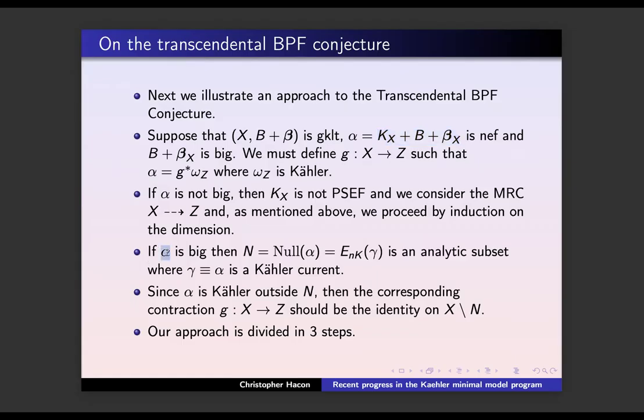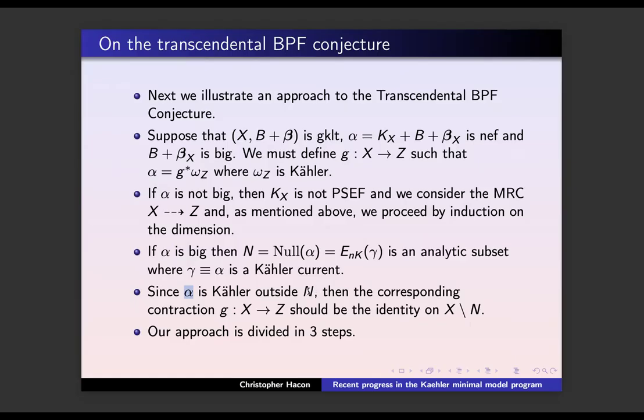So the real interesting case is the case when alpha is big. In this case, of course, the one thing that we can focus on is the null locus, right? Because if the null locus is empty, then alpha is already Kähler. There's nothing to do. If the null locus is non-empty, what I really need to do is contract the null locus, right? In other words, alpha is Kähler outside of the null locus, and the contraction that I'm looking for, this map from X to Z, is supposed to squish down the null locus, and it should be the identity outside of the null locus.